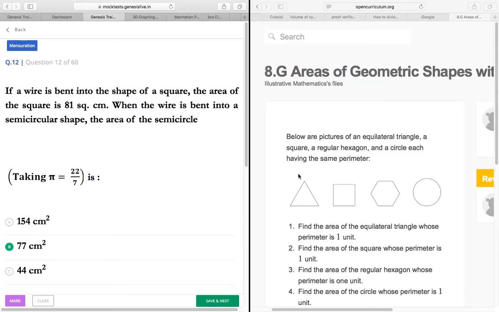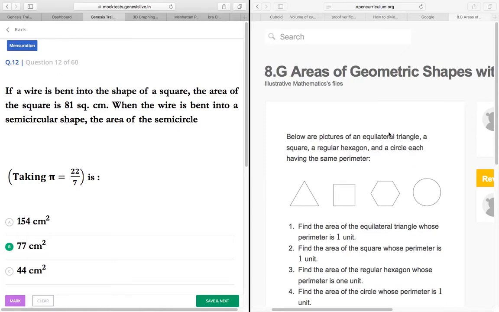For example, let's say that you have a wire with you, and you bend that wire into a square. Before square, let's say a triangle. You bend that wire into a triangle, and then you bend that wire into a square, and then into, let's say, a hexagon, and then into a circle. All right. So when you do this, which of these geometrical shapes will have the maximum area? Which of these will have the maximum area when the perimeter is the same?